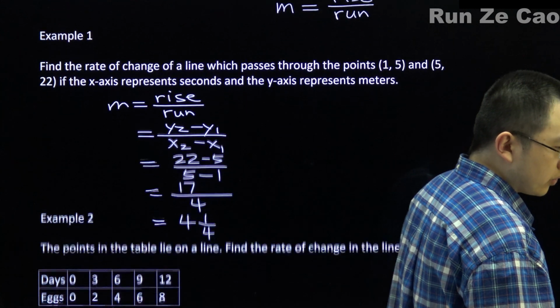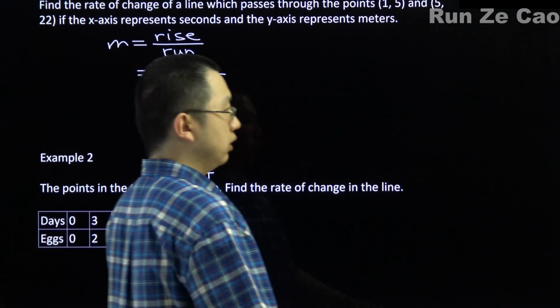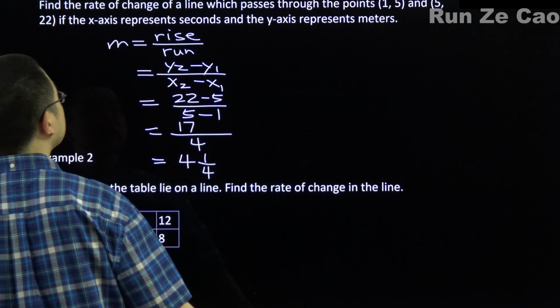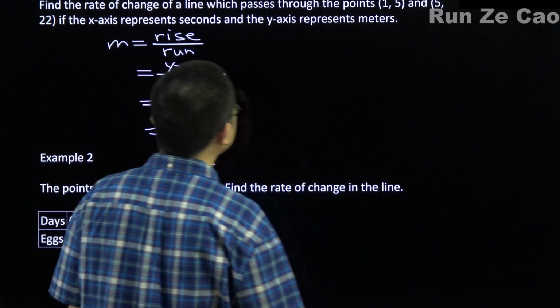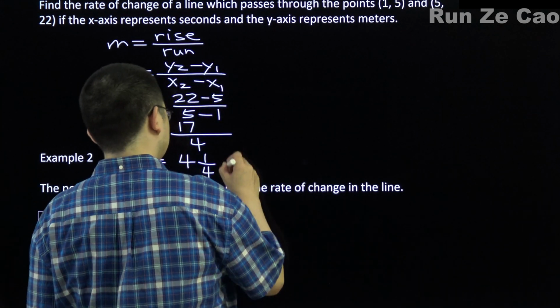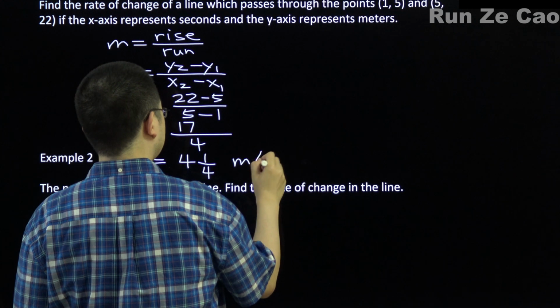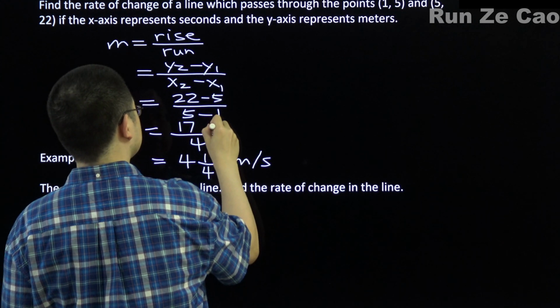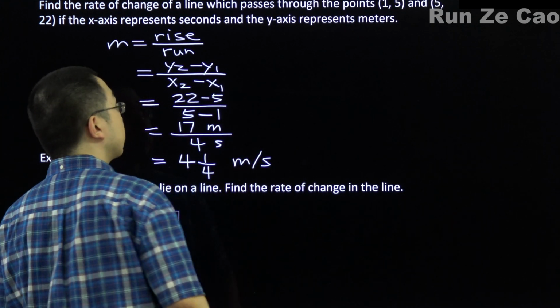What are the units? Oh, x-axis represents seconds, y-axis represents meters. So it's meters divided by seconds. We could actually put that up here. Meters over 4 seconds.